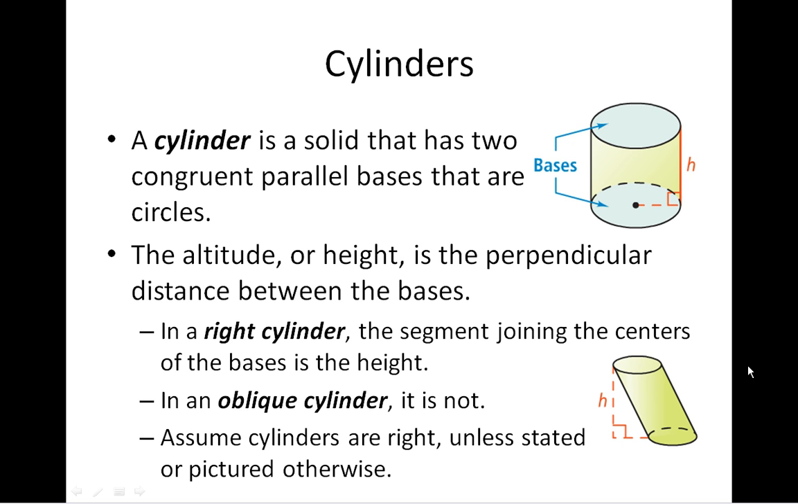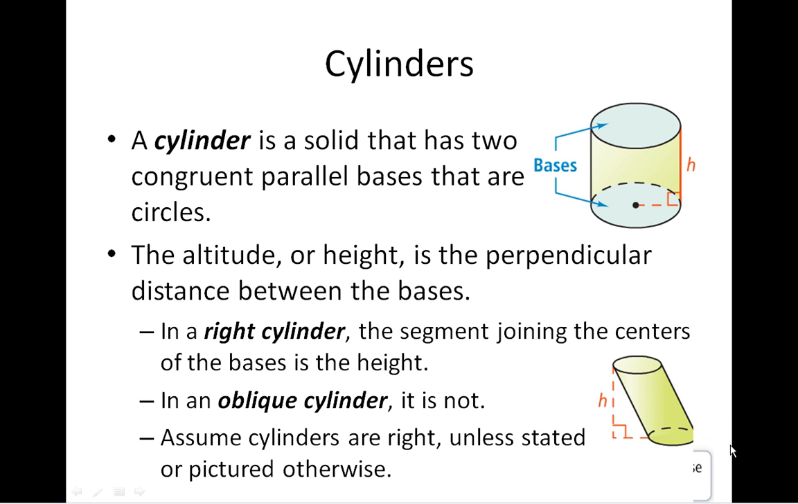Another figure that we're going to look at are cylinders. Okay? Cylinder is a solid that has bases which are in the shape of circles. Okay? The height is the distance between the bases, and again we can have a right cylinder like the one at the top, or an oblique cylinder like this one down here. Again, unless otherwise stated, we're going to assume that the cylinders are right cylinders.